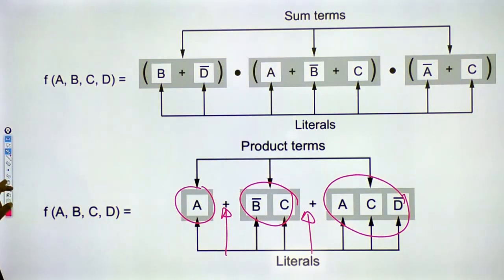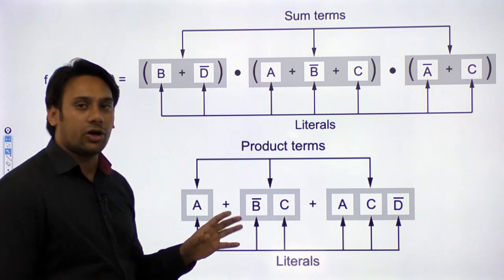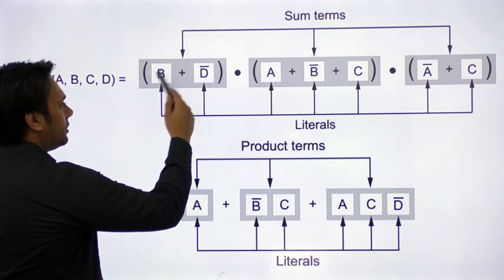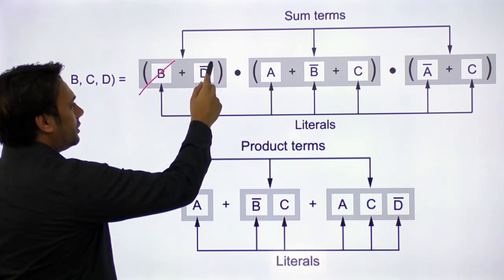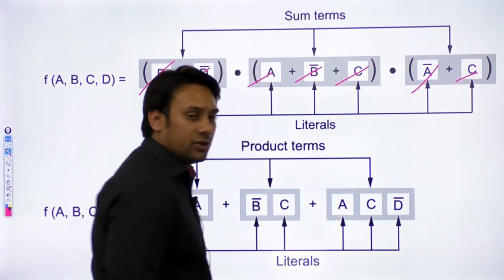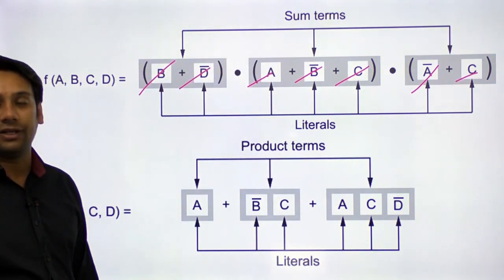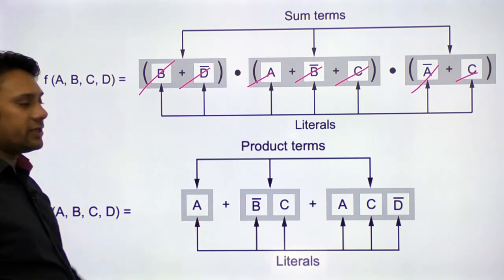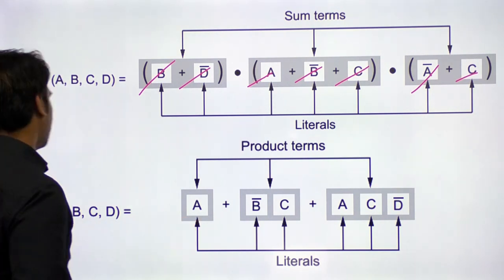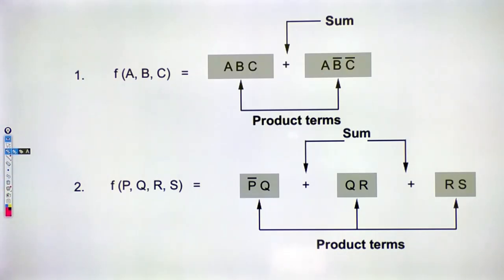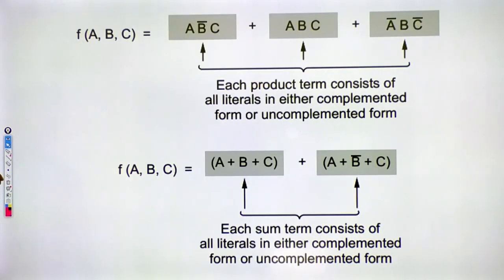Okay, and what is a literal? A literal is every occurrence of a variable. So in this case, how many occurrences of variables are there? 1, 2, 3, 4, 5, 6, 7. So in this case, we have a total of 7 literals. And in this case, how many literals are there? There are a total of 6 literals. Okay. So I think it is clear what is sum of product and what is product of sum.